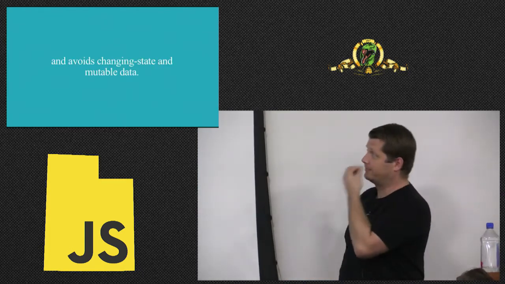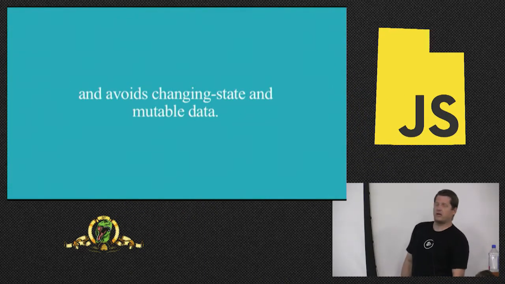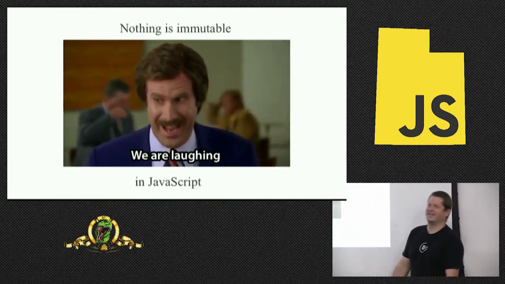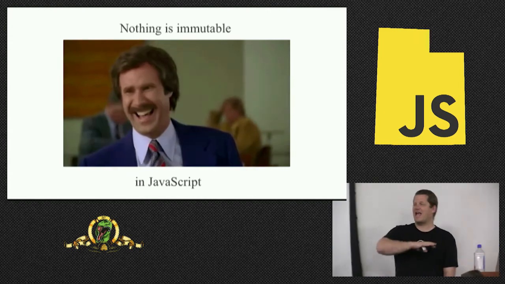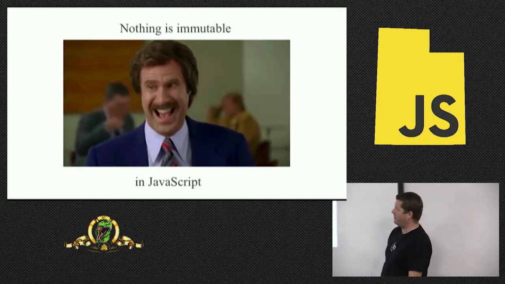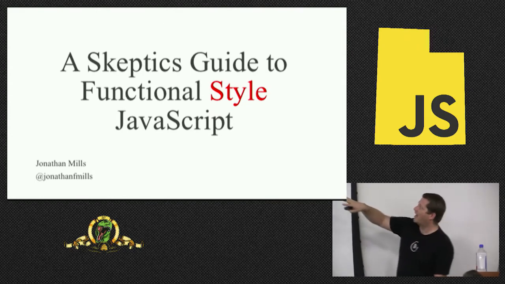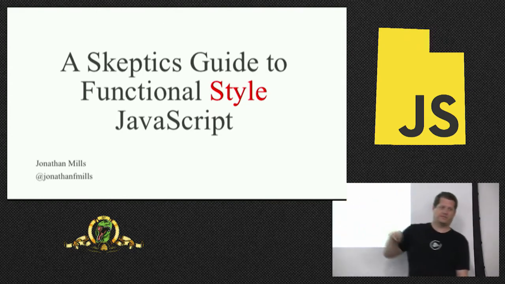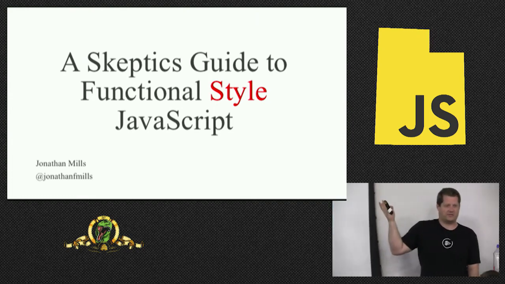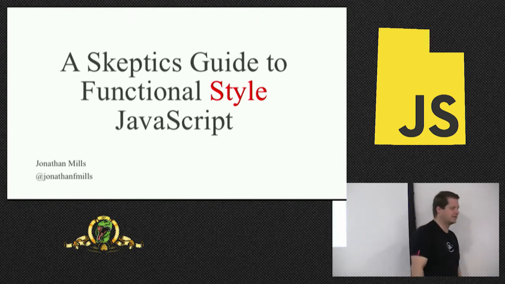And then you get this gem: it avoids changing state and mutable data. I don't know how long you guys have been doing JavaScript, but nothing is immutable in JavaScript. Literally anything you want to change can be changed, period, no exceptions. And so this is, in my opinion, where the whole conversation falls apart. Which is why this talk is called A Skeptic's Guide to Functional Style JavaScript. Because there's going to be some things in this whole conversation that we just don't do in JavaScript very well, or it's not enforced. But we're going to go with the style and see where that gets us.